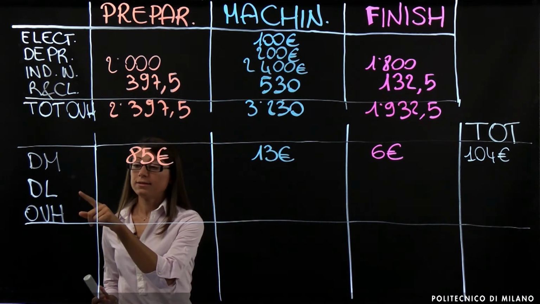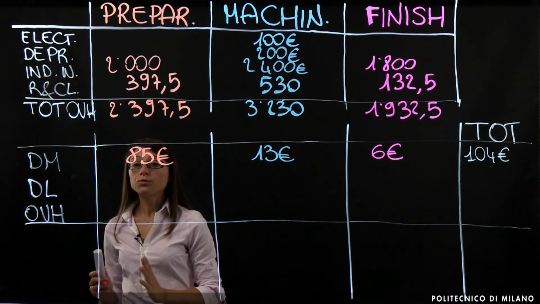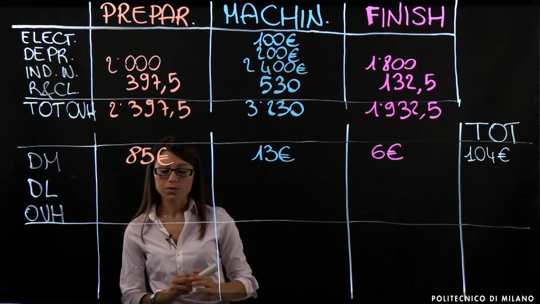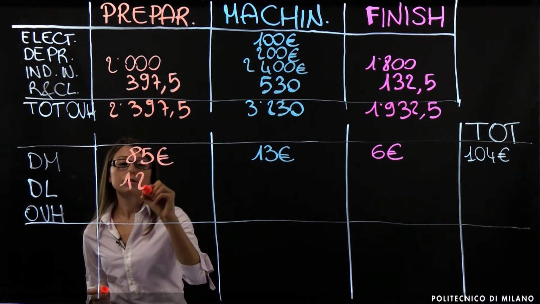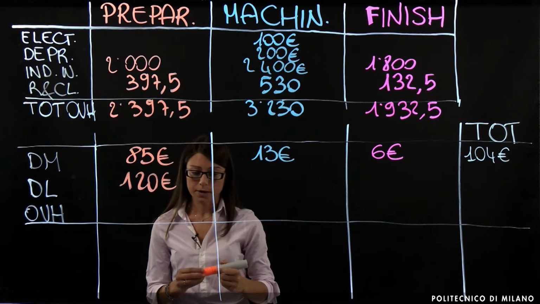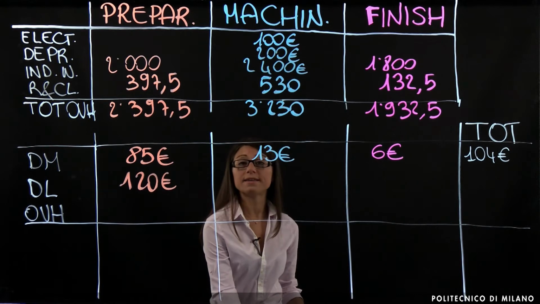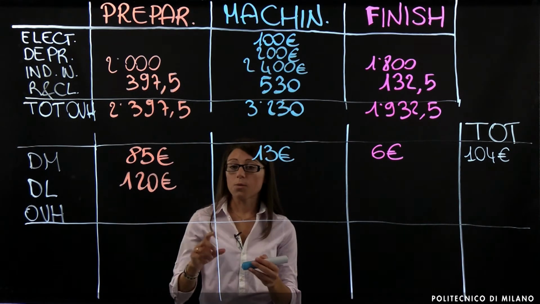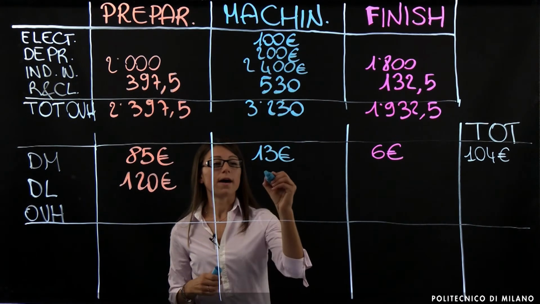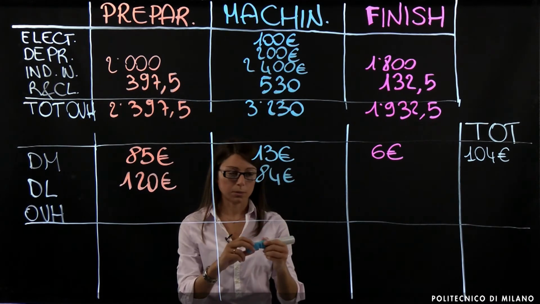We have that the direct labor hours absorbed by the job in the preparation department are 10. If we multiply these 10 hours by the cost of 1 hour of work, which is 12 euros, we can identify 120 euros, which is the cost of the direct labor traced to the preparation department. We can do the same for the machining department. Again, if we multiply 7 hours, which are the direct labor hours, by 12, which is the cost of 1 hour of work, we identify 84 euros, which is the direct labor traced to the machining department.